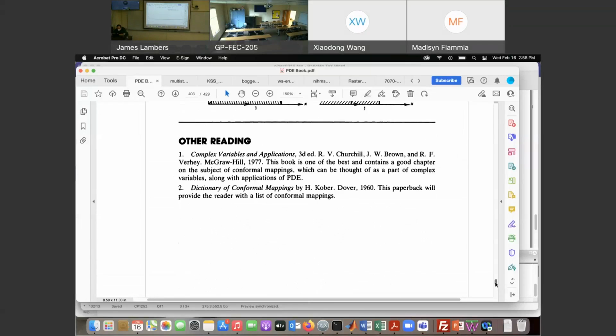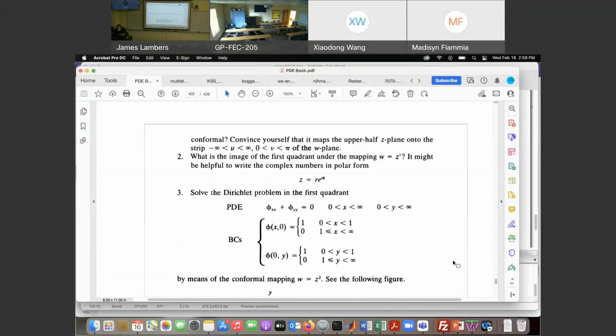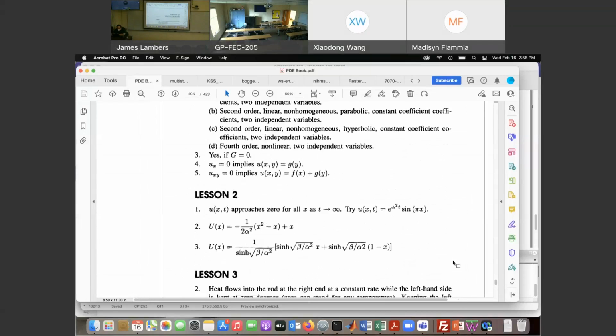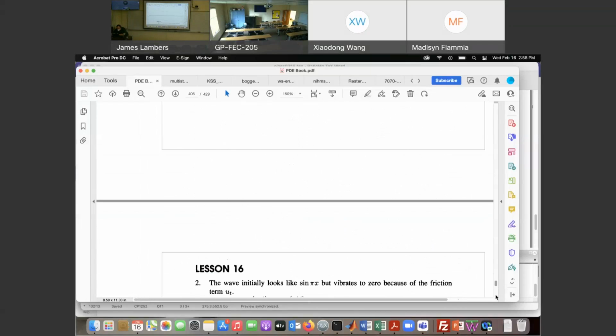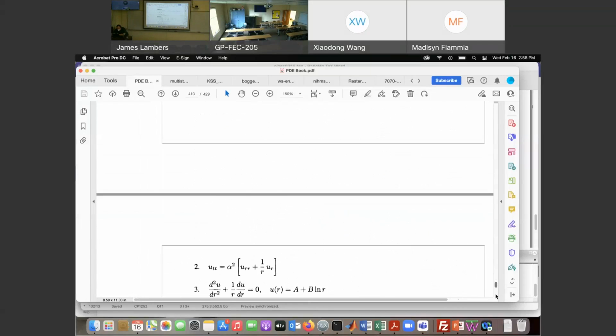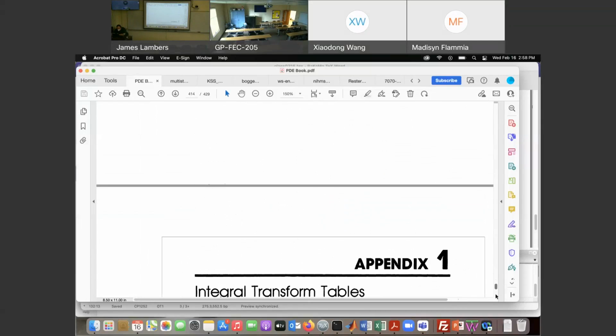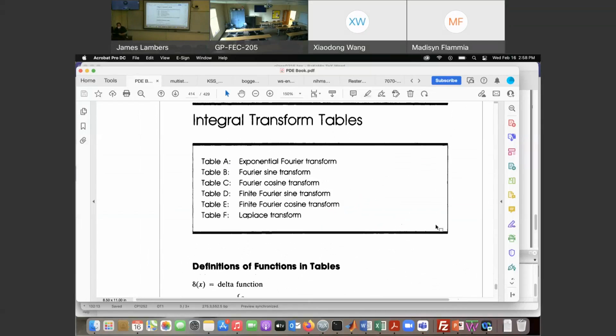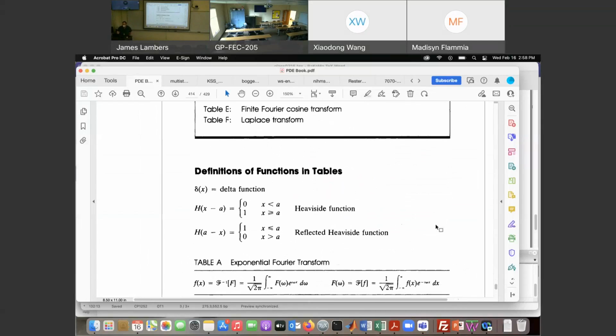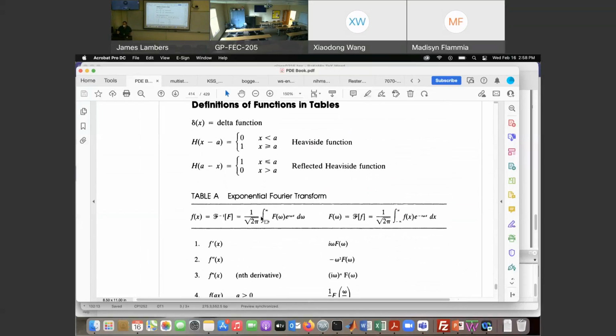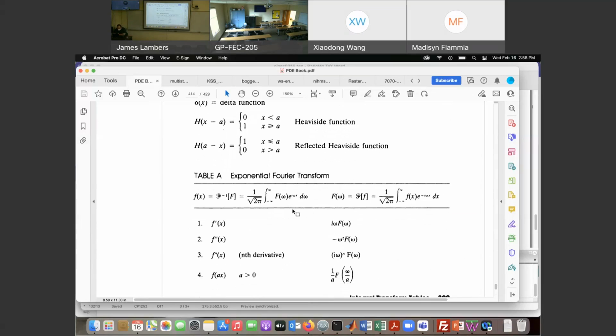In the back of the book, there are several tables of Fourier transforms that will be of use to you for certain problems. Here are the integral transform tables. It's important to pay attention to the formulas at the top of each table so you can make sure you're using the right table for whatever transform you're doing. So for this problem, it's table A that we want to use.